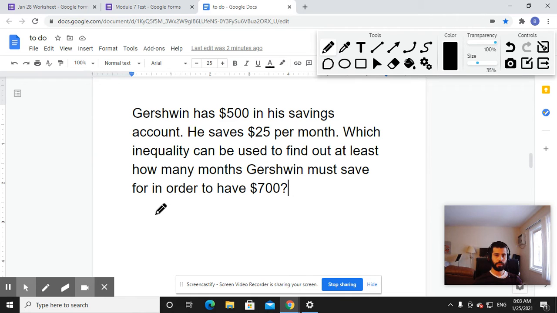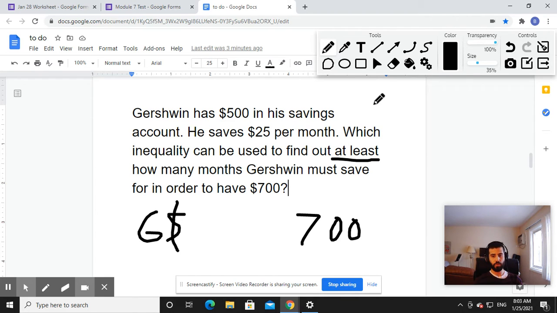We have Gershwin's money on one side, and on the other side we have the $700 of the inequality. So we look at the word at least. That's another way to say greater than or equal to. If I have at least 5 apples, I might have 10, I might have 7, I might have exactly 5. So when you see at least, you're going to have to use a greater than or equal to.